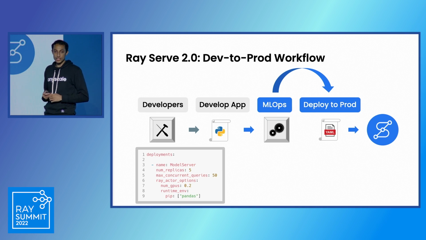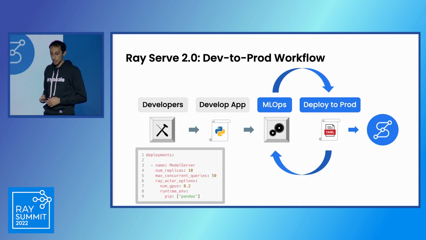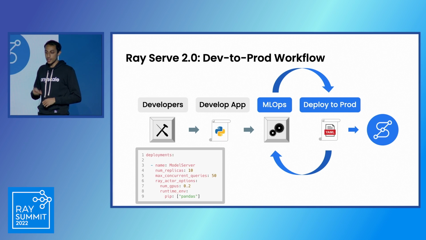The last step in this dev to prod workflow is to issue updates. So let's say that you're monitoring traffic and you see that there's a spike, and you want to increase the number of replicas in your deployment to serve that uptick in traffic. You can simply bump the number of replicas inside of that config file and reapply it to your cluster. And then Serve will automatically spin up new replicas for your deployment and continue to serve traffic. This completes the loop in the dev to prod workflow because you've gone from development to production, and now you can continuously monitor and manage your deployments in production.